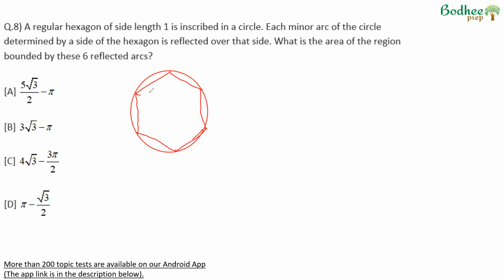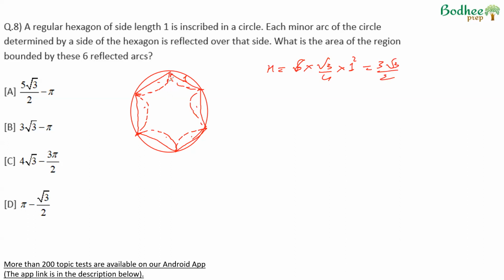So this arc here is reflected on this side here. Similarly, this arc is reflected here, and so on. So we have to find out the area inside these arcs somewhere here. So basically what we can say is area of the hexagon minus these segments. Hexagon has side 1, so we can say that area of the hexagon will be 6 into root 3 by 4 a square, which is 1, or 3 root 3 by 2.